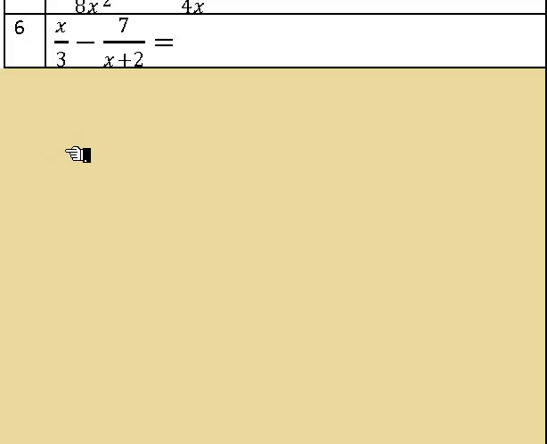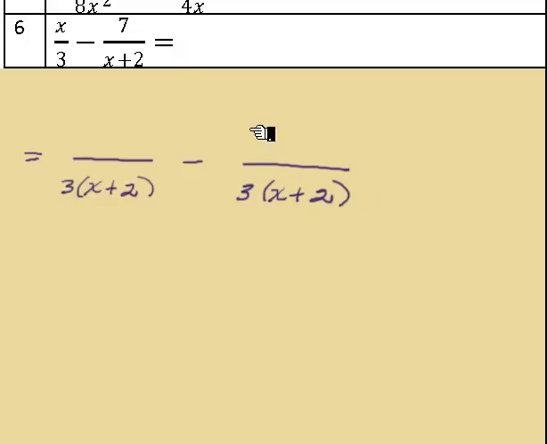In number 6, we have a subtraction of fractions. So we're going to find a common denominator. Now, the two denominators do not have a factor in common, so the common denominator would just be the product of the two denominators. So let's do that. So we have 3 times x plus 2, and just write them as a product. Don't multiply out. All right, we have to change x over 3 to a fraction with this denominator, so we're going to multiply top and bottom by x plus 2.